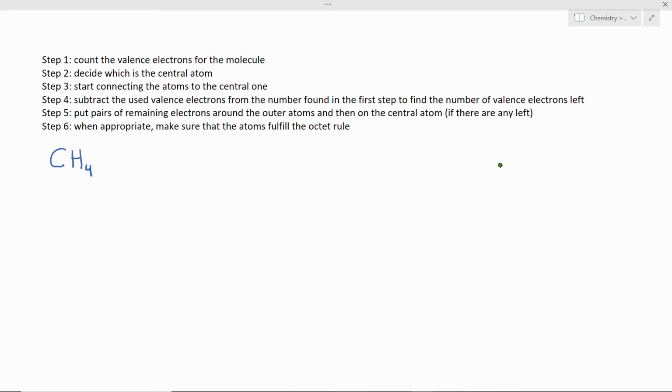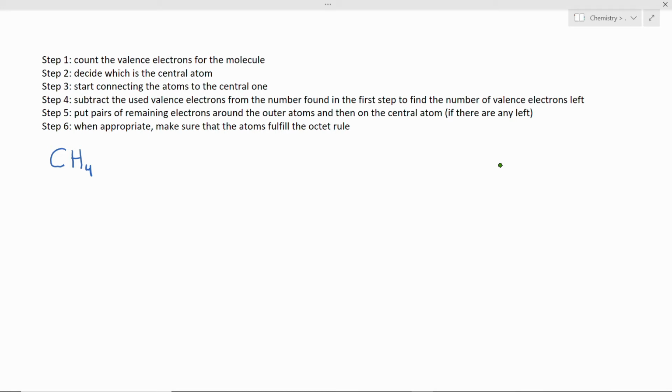Step 3 is to start connecting the atoms to the central one. So you have to start making bonds. Step 4 is to subtract the used electrons from the number found in the first step to find the number of valence electrons left. So that means that after you have done step 3, after using some of the valence electrons, you want to make sure you know how many are left.